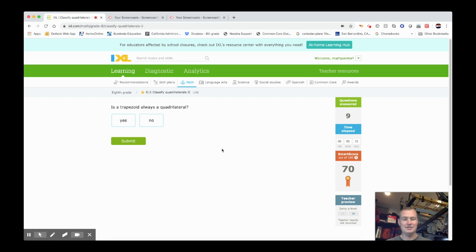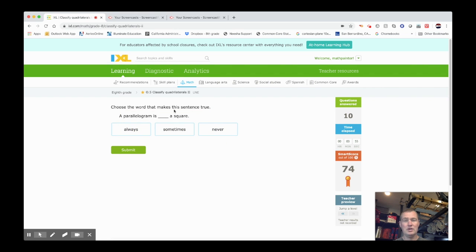It's amazing IXL. All right, is a trapezoid always a quadrilateral? Think. Let's see. A trapezoid has 4. Wait a minute. Everything is always a quadrilateral, regardless. Quadrilaterals are any four-sided object. So yes on that one.